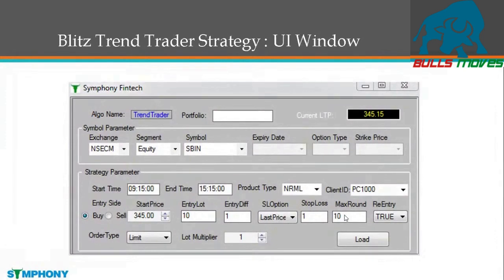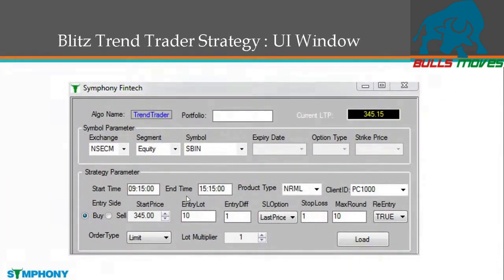And then there is one unique feature which is called re-entry. So you can select your re-entry true or false. So for example, my stop loss has been triggered in the middle of the price range, between 350 or 351. After the stop loss gets triggered, do you want to re-enter once again, yes or no. So if you click re-entry true, it will again execute the trades whenever the price reaches 345 rupees. So from 345 onwards, it will again start executing your orders.